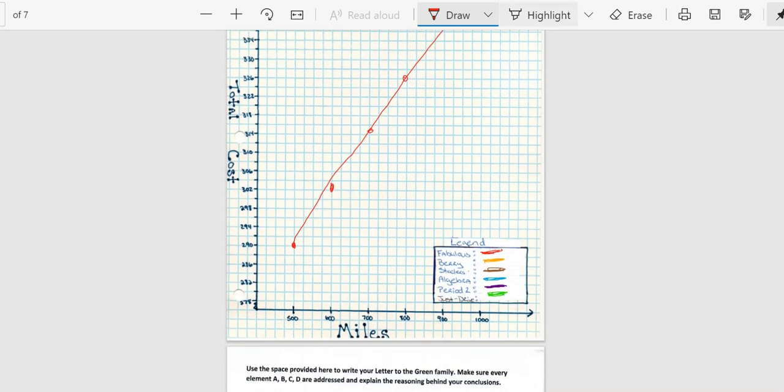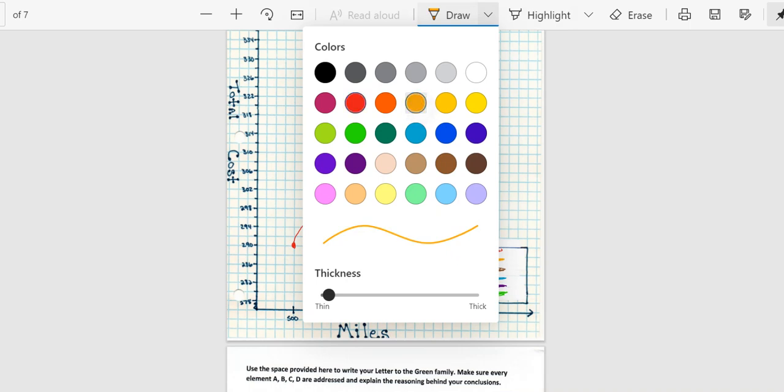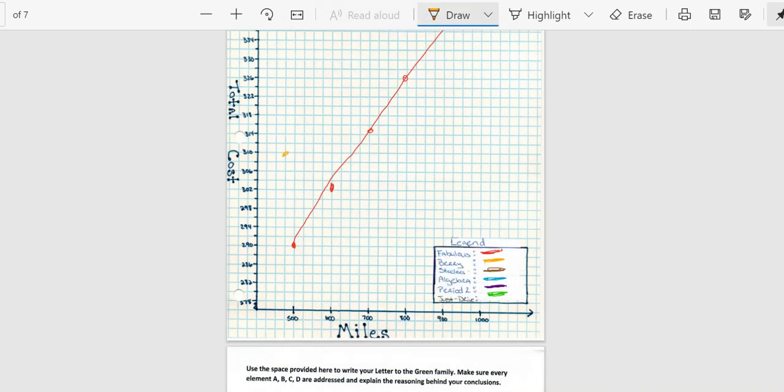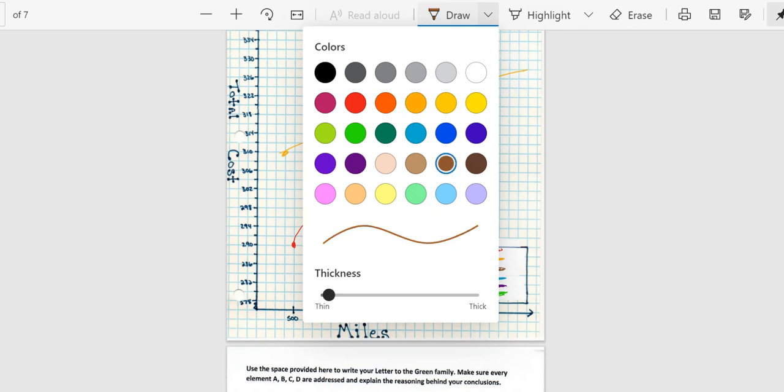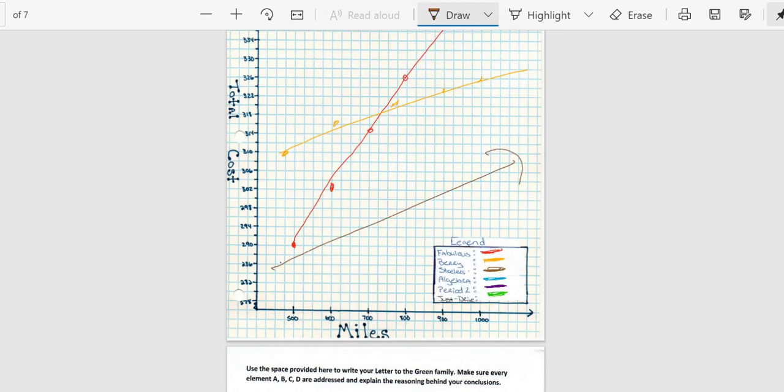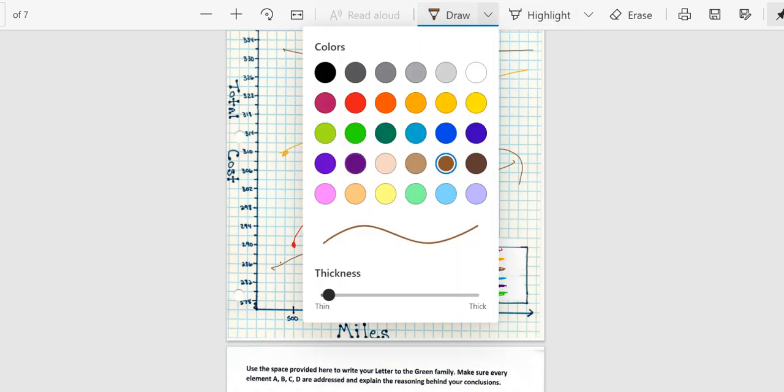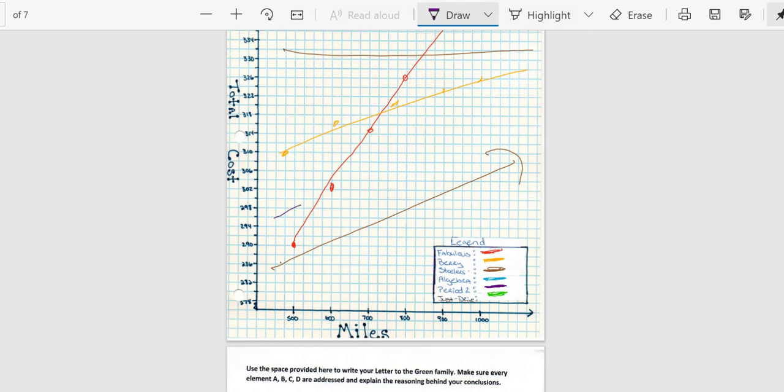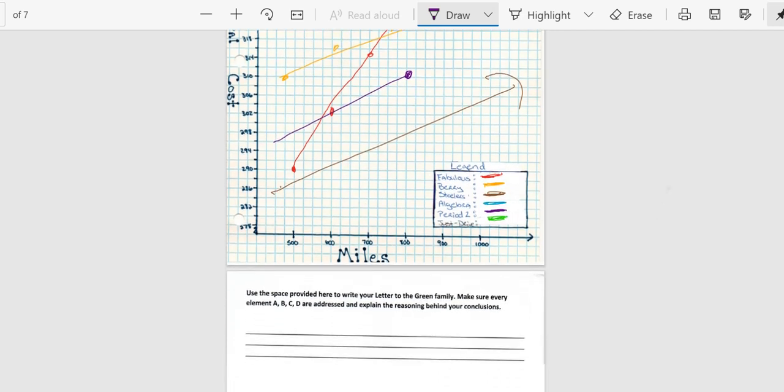Then for Berry, this one was yellow, so let me switch colors here. For Berry Rent-A-Car, let's say it looks something like this. Who knows? That's that one. The next one is here. But you should in the end have six different lines. Towards the end, the last two are piecewise, so they should look different. Maybe this is closed and this is open and then it goes like that. The piecewise ones should have the break in the graph. So that's basically how our graph will look.